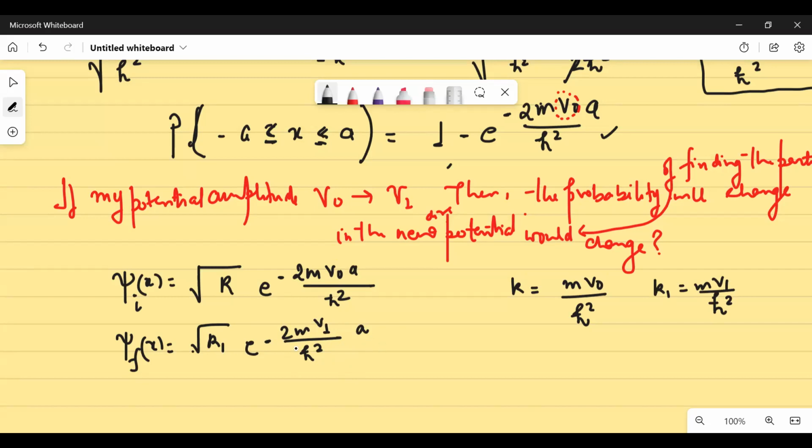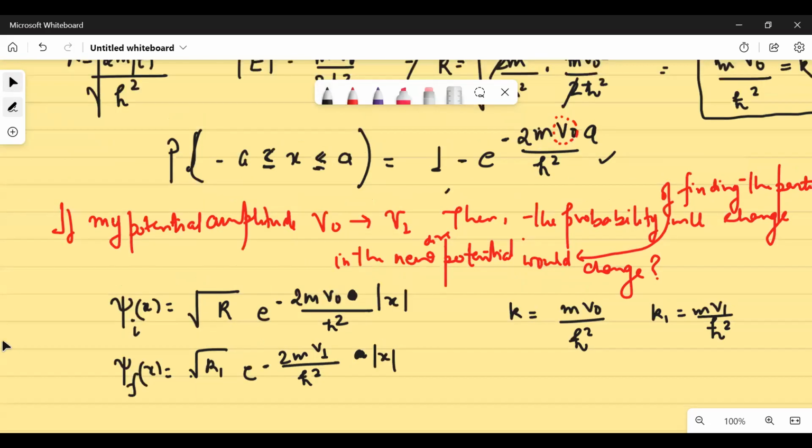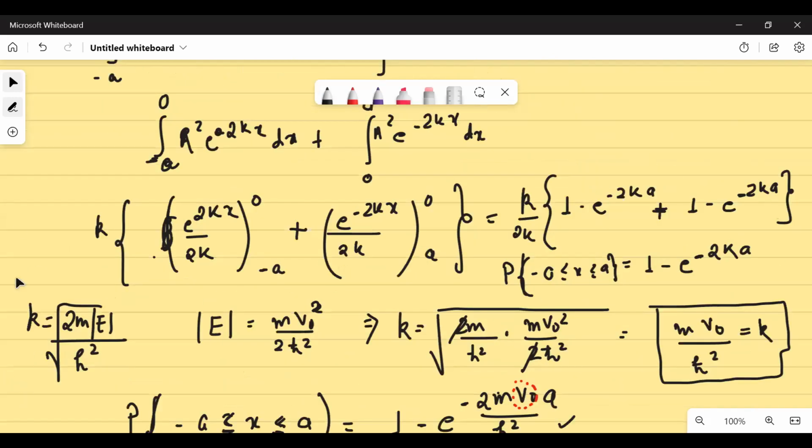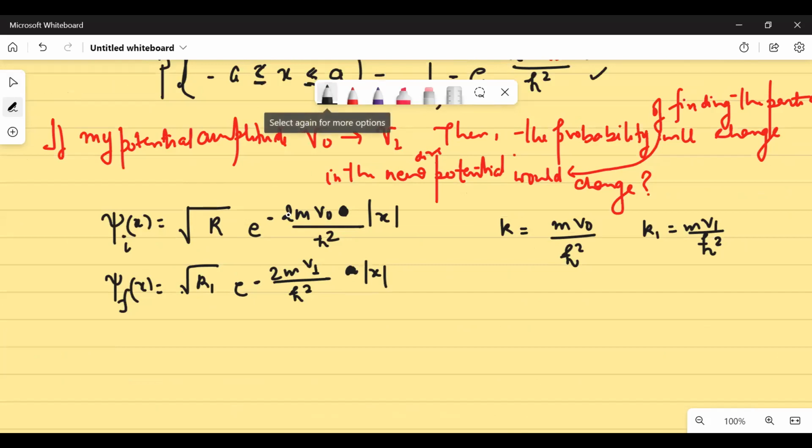I think this is clear. Now, this will be modulus also, and I think a will no longer appear here. It's my mistake, because basically the wave function is given by root over k e to the power minus k modulus of x, and k is given by, somewhere I have written m V naught, sorry, so not even 2 would be there. So k is given by minus m V naught upon h bar squared. Sorry for the mistake. This is minus m V naught upon h bar squared modulus of x, and here it will be minus m V1 upon h bar squared.